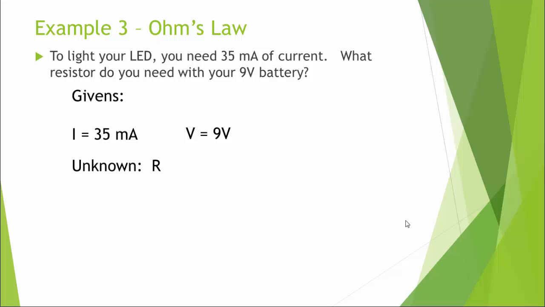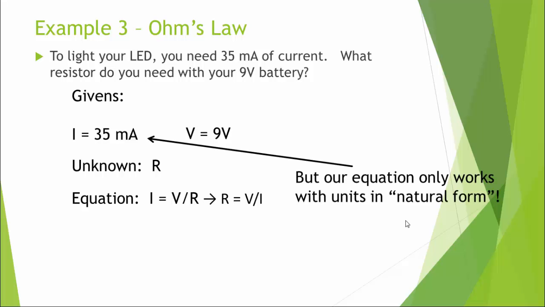Our unknown is R, and we know I equals V over R. And we have to rearrange this. Remember, use your algebra. So resistance is equal to V over I. The problem is this equation only applies if there's no prefixes on these numbers. So we've got to get rid of this prefix on the milliamps.